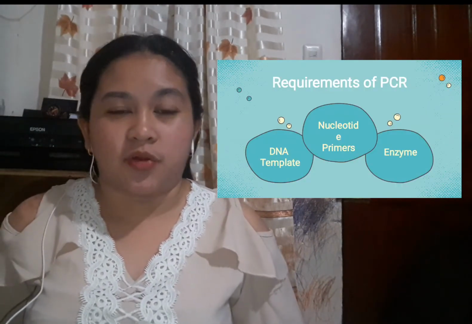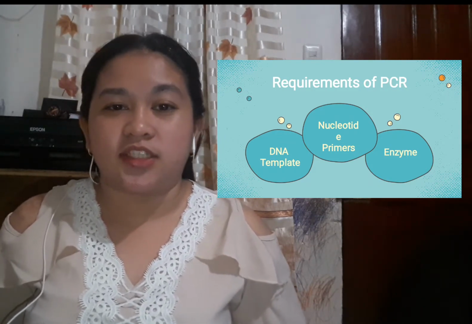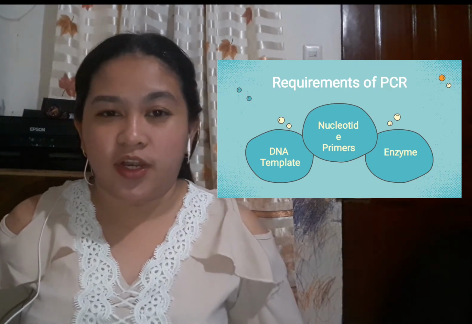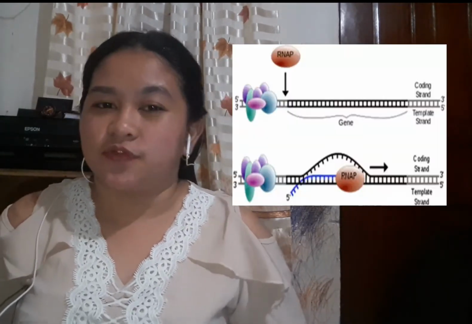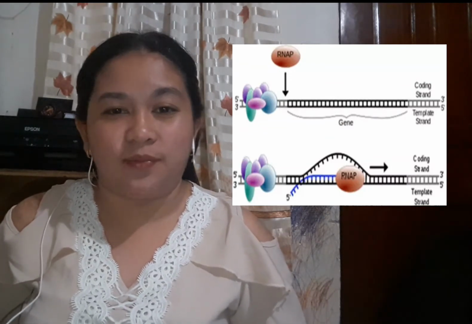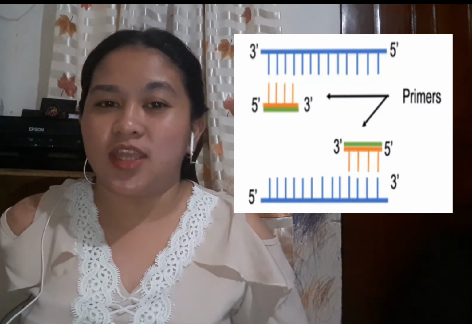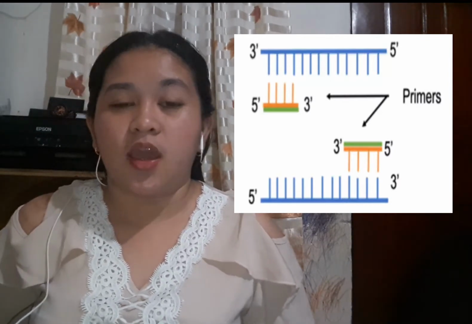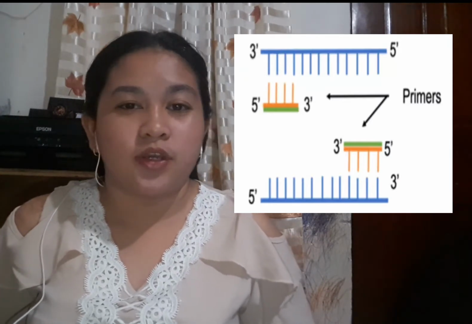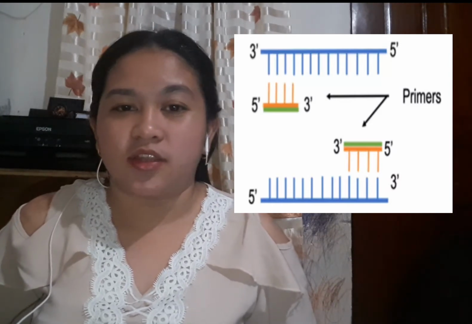There are some requirements of PCR, or polymerase chain reaction. These are the DNA template, nucleotide primers, and the enzymes. The first one is the DNA template. It is the target DNA that needs to be amplified. And the second is the nucleotide primers. Primers are complementary to the strands of the target DNA, or the DNA template taken. For the process of PCR, two sets of nucleotide primers are required.